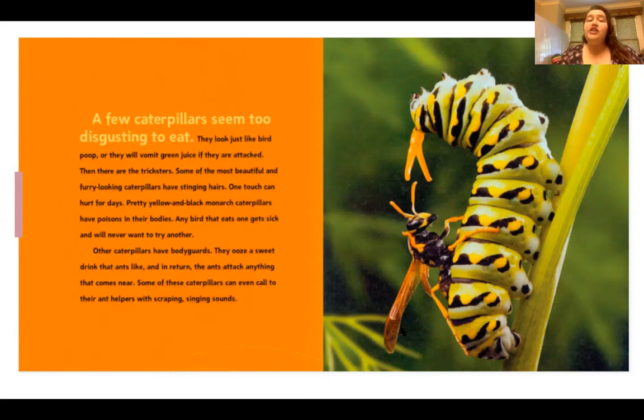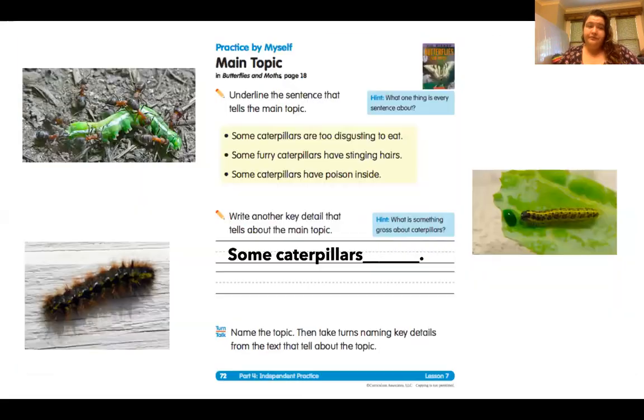Wow. So I just learned that some caterpillars protect themselves because no one wants to eat them. And then the story gave me lots of examples, like how they vomit green juice, or how they have stinging hairs on their skin, or how they have poison on their bodies, or even how they have ants who help them if anyone tries to hurt them. So here, we need to figure out what the main topic is. Remember, that's what the story is all about. So what is one thing that every sentence is about?